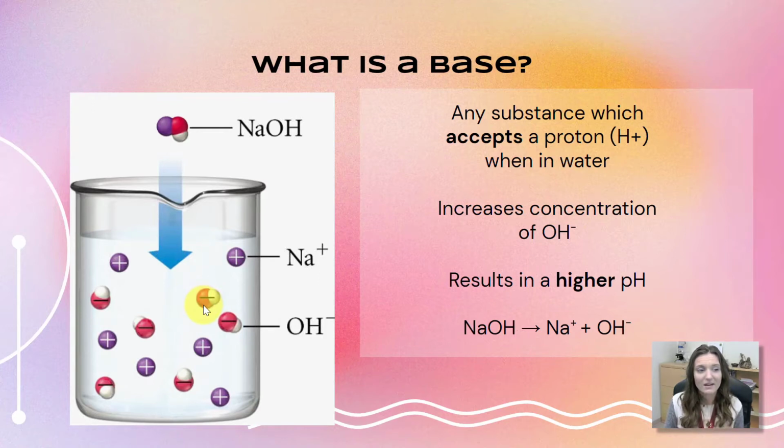Okay. So bases usually have a high concentration of OH minus, but not all of them do. We're going to see some bases that do not have a concentration of OH minus, but they can still accept extra protons. Bases, usually OH minus, accept protons and result in a higher pH, above 7.